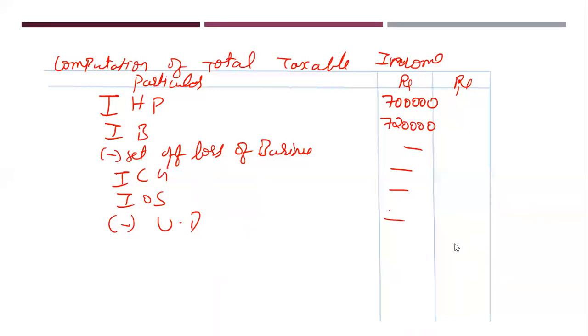So now tell me, what is your gross total income? Once after this, whatever you are getting, that is called GTI, that is called gross total income. What is your gross total income?